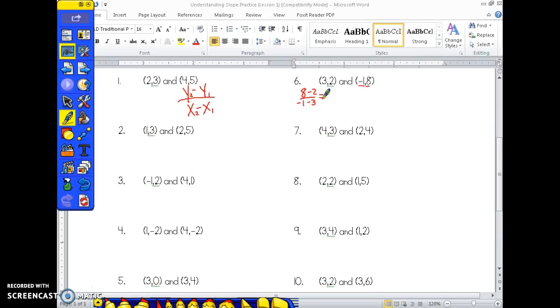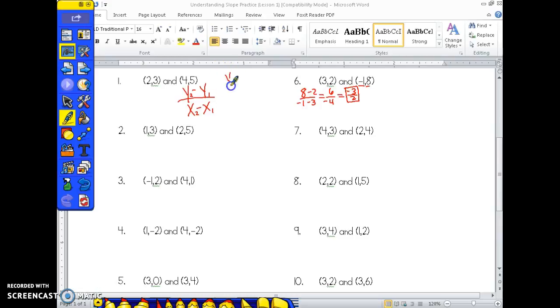Changing y over changing x. 8 minus 2 is 6. Negative 1 minus 3 is negative 4. 2 will go to both of these numbers, so this simplifies to being negative 3 halves. That is my slope.